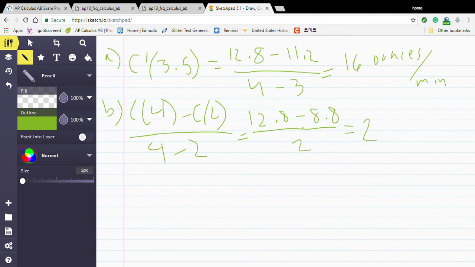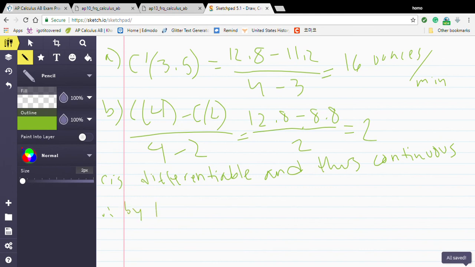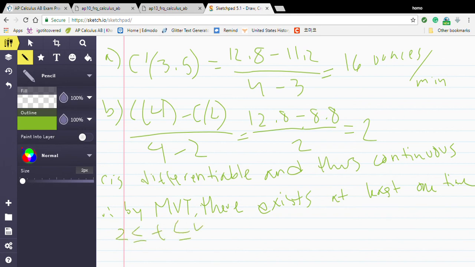So we're going to say C is differentiable and thus continuous, therefore by MVT there exists at least one time from 2 to 4 for which C prime of t equals 2. So this is our entire answer to B.